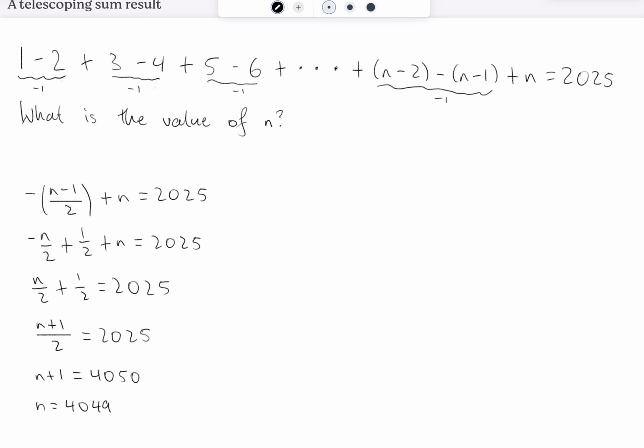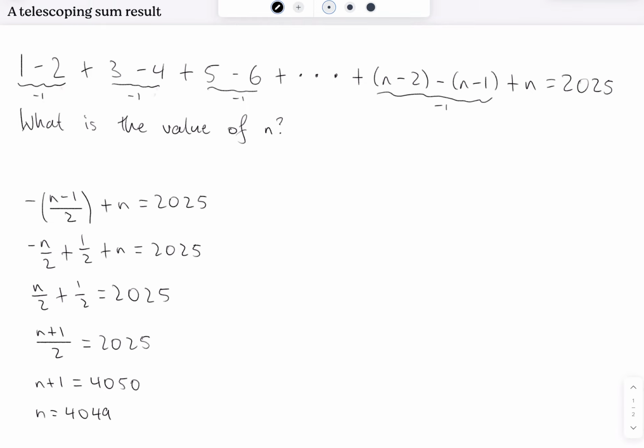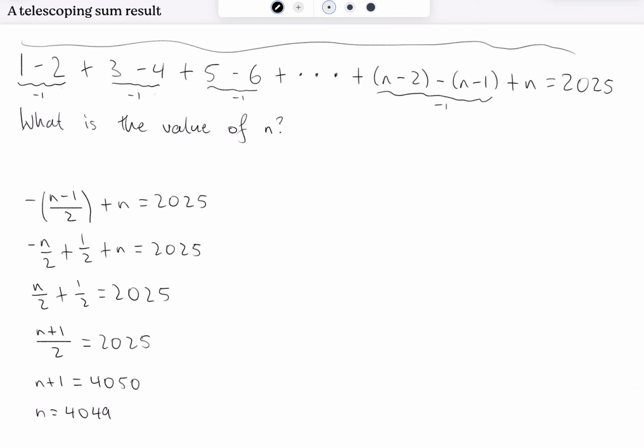As I mentioned, there's nothing special about this value here. Depending on what the value on the right-hand side is, it just adjusts this, forcing n to be some other value. So we have this series here. It was important to identify what the pattern was and then simplify it so that we know what the value of n is to make this equation hold. And there you have it.